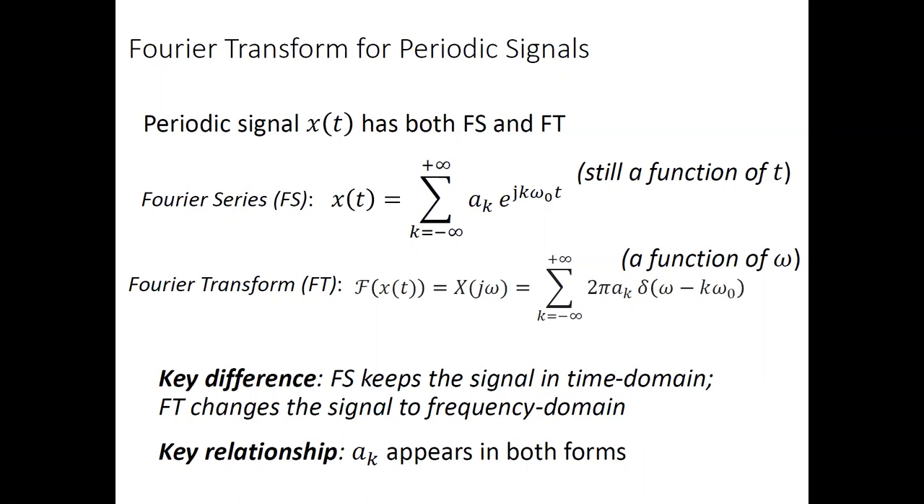But there is also a key relationship between them. The coefficient a_k, which we learned how to calculate in last chapter, appears in both Fourier series and Fourier transform. And actually, another similarity between Fourier series and Fourier transform is that they are both an infinite sum over integer index k.